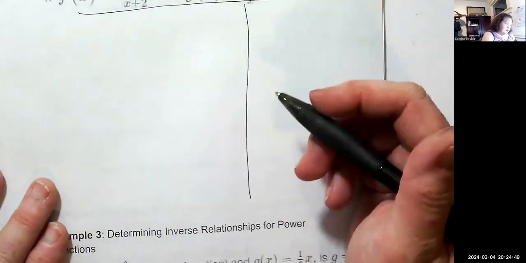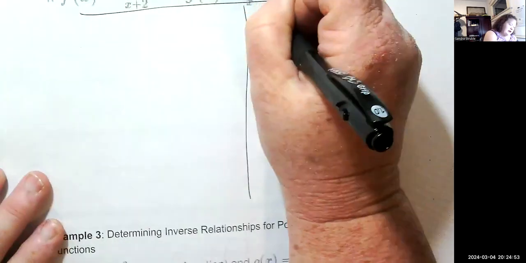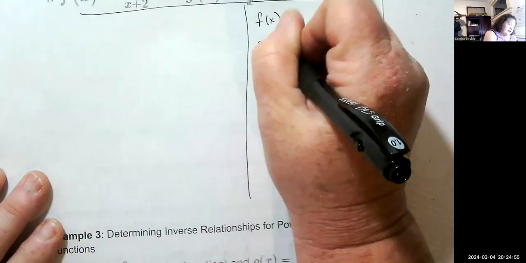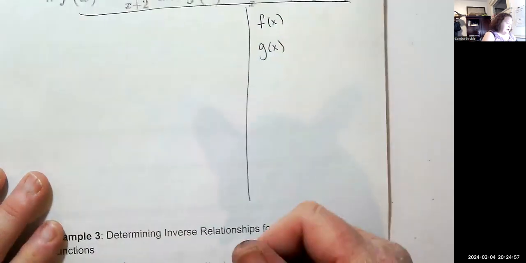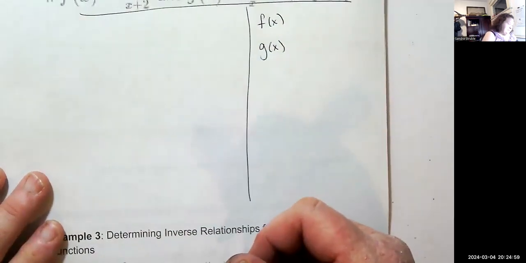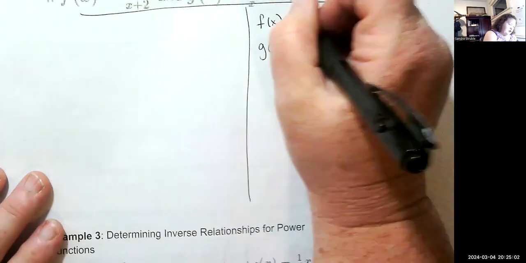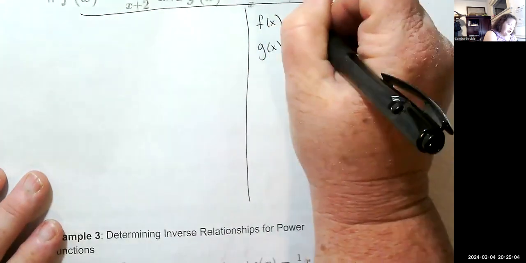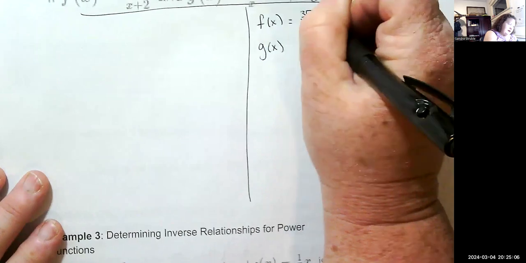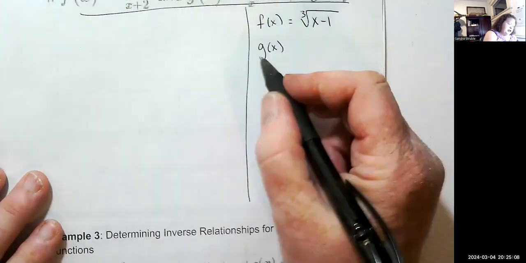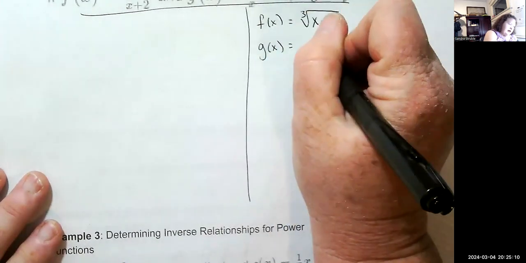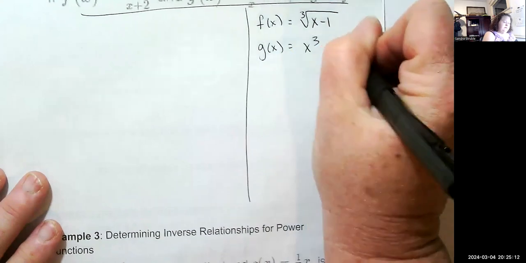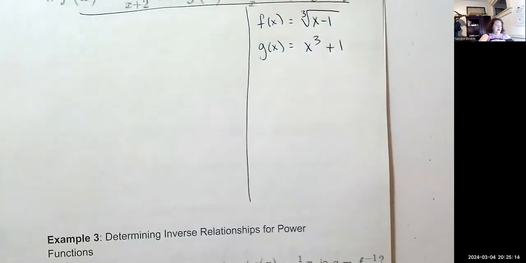If you're given two functions, let's say f of x and g of x, we've got two different functions here, right? I'm going to just create some real quick. f of x is the cube root of x minus 1, and g of x is x cubed plus 1. All right, so given two functions.